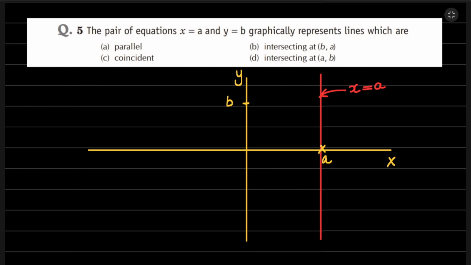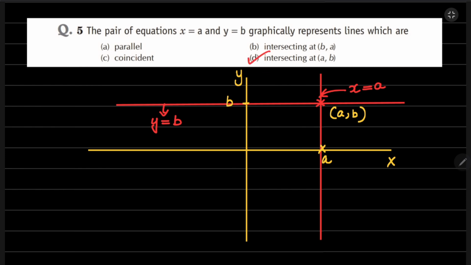y equal to b will be a line which passes through y equal to b and it will be parallel to your x-axis. So this line passes through y equal to b. Let's mark it here. So this line is y equal to b and it is parallel to your x-axis, right? So what will be this point? This point will be a comma b. So the two lines will intersect at a comma b. So what is your option? It's option number D.